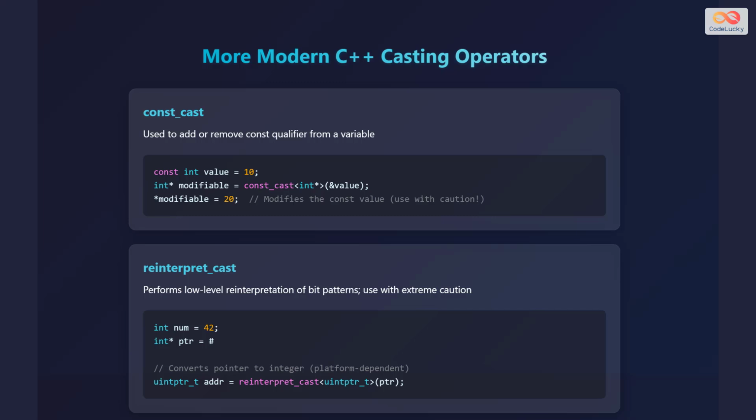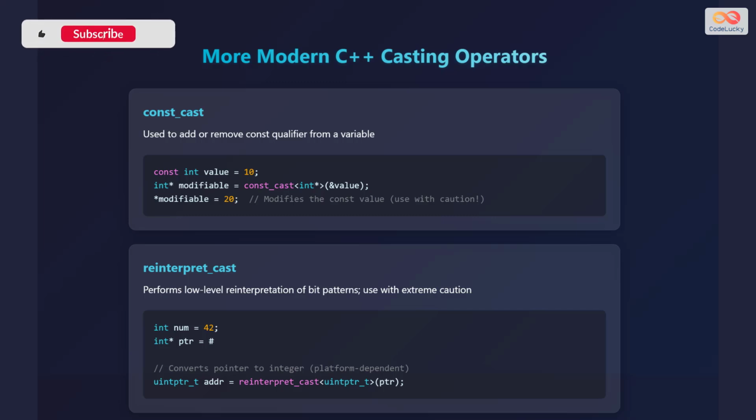Continuing with modern C++ casting operators. const_cast is used to add or remove the const qualifier from a variable. This can be useful in certain situations, but should be used with caution. For example, we have a constant integer value equal to 10. To modify this constant value, we use const_cast to remove the const qualifier from the pointer to value. Then we dereference the pointer and assign it a new value of 20.